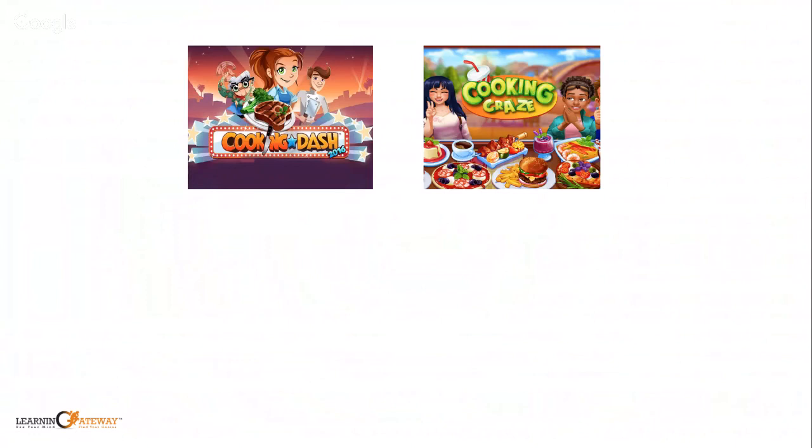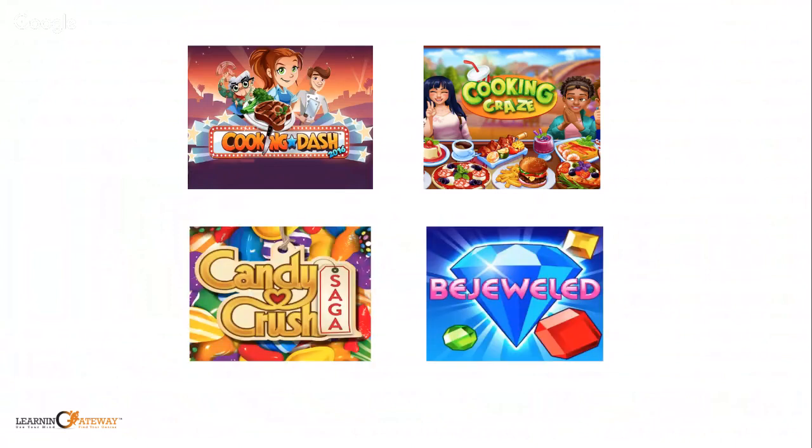Whereas with Cooking Dash, the narrative goes with the progression. You go from having one show where you're cooking one kind of meal to another show where you're cooking a different type of meal. But in both instances, you're doing the same thing, but the narrative drives the experience of how you're doing it. Another example, though, is Candy Crush and Bejeweled.